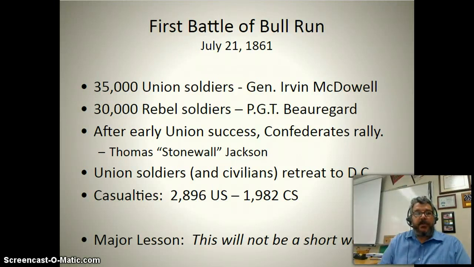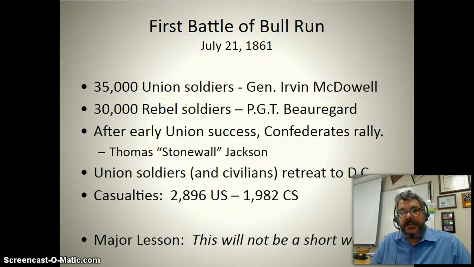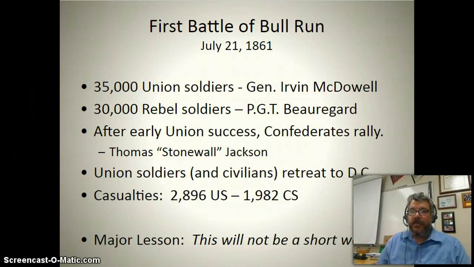One of them reputedly says, "Look at the Virginians and Jackson standing like a stone wall." And then, of course, out of that we get Stonewall Jackson, which will be one of the leading military minds up until his death at Chancellorsville later in the war for the Southern Army.